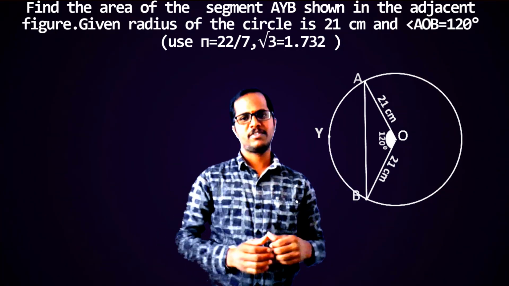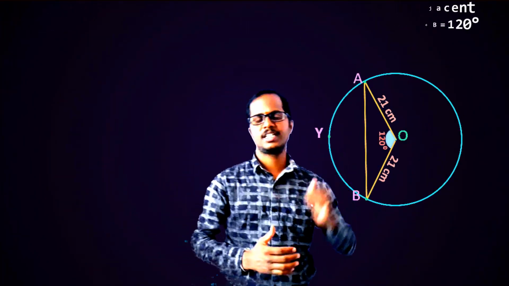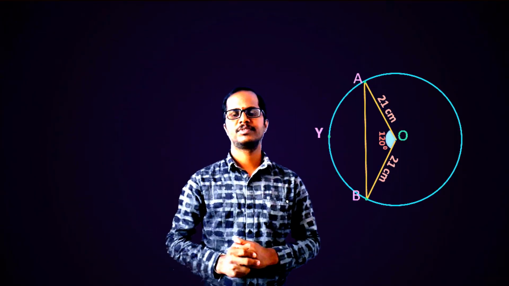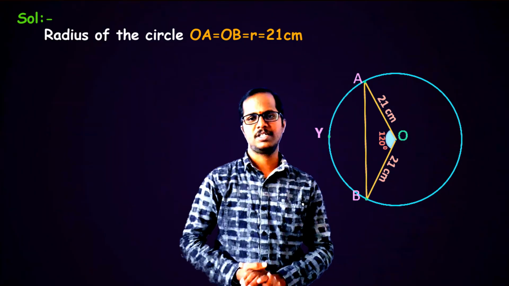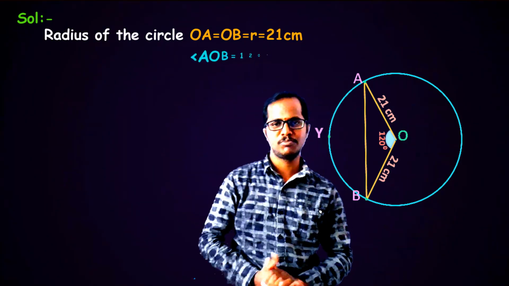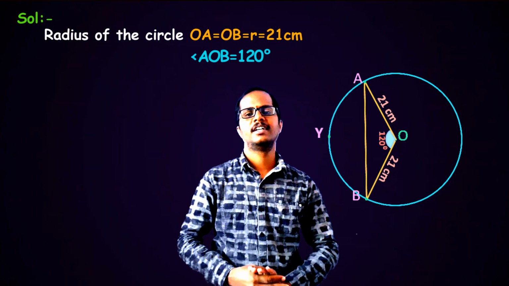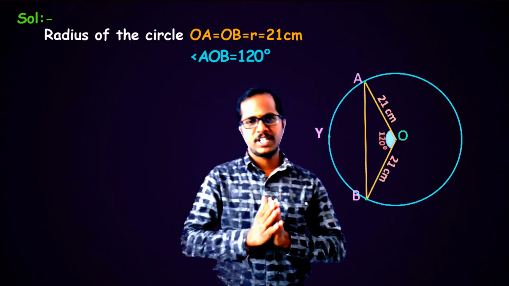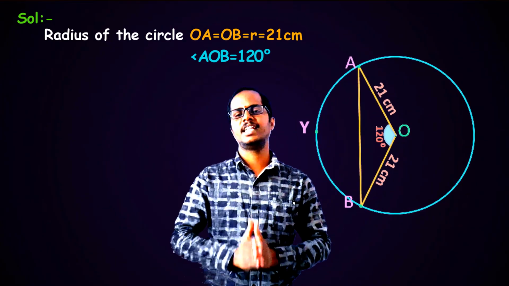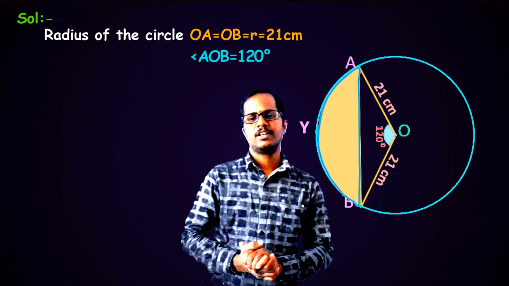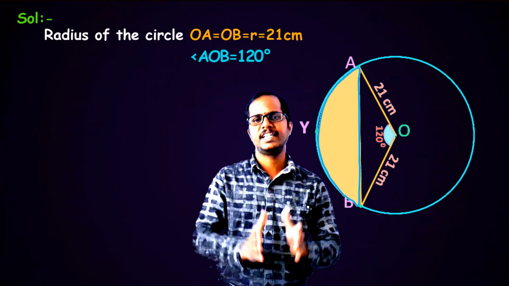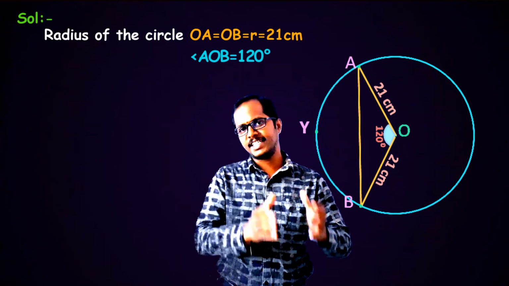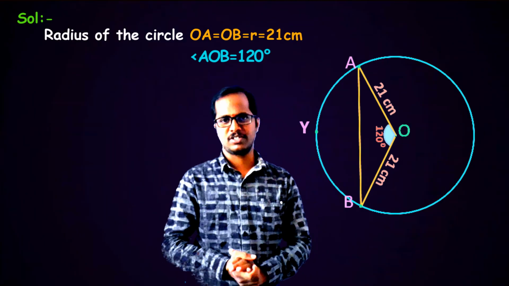Let us write the given information first. What is the information that we have in this problem? We were given the radius of the circle, that is OA and OB are equal to 21 centimeters, and it is also given that angle AOB equals 120 degrees. Using this information, we need to find the area of the segment of the circle AYB. So for this, first what we have to do? Very good. First we need to find the area of the sector which consists of the required segment as a part.